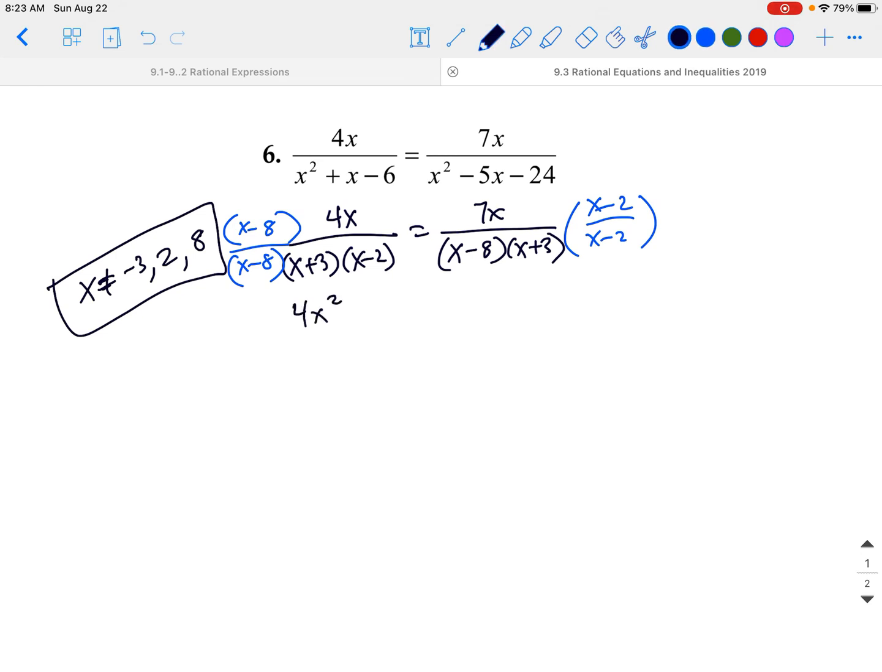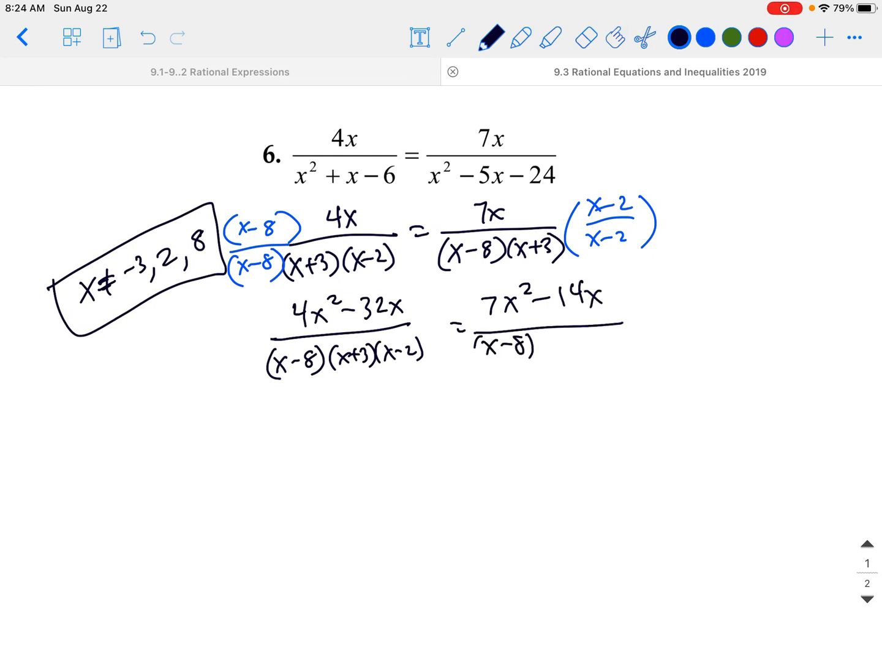So on the top, on the left, we'll have 4x squared minus 32x all over (x minus 8)(x plus 3)(x minus 2). And on the right, we'll have 7x squared minus 14x all over (x minus 8) times (x plus 3) times (x minus 2). And again, our denominators are the same, which means our numerators must be the same. So that means that 4x squared minus 32x is going to equal 7x squared minus 14x.